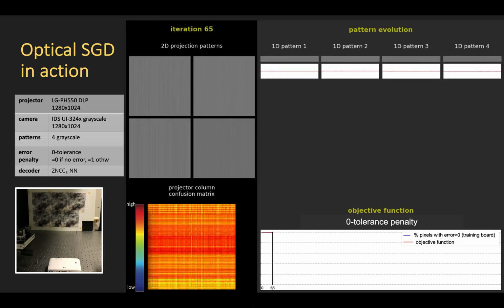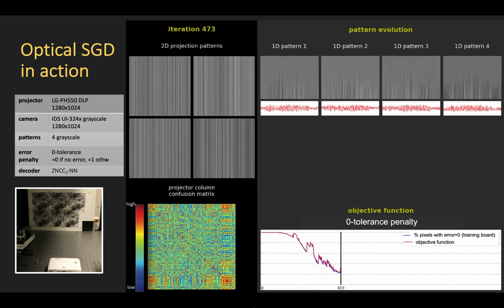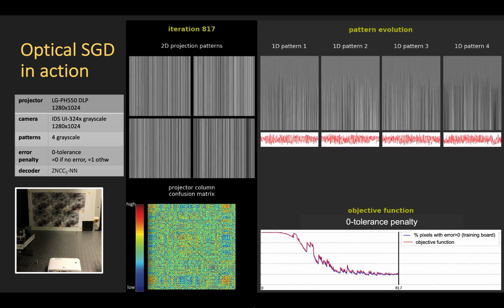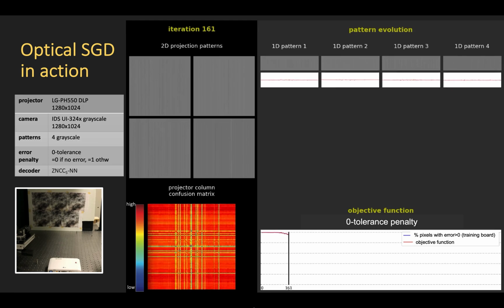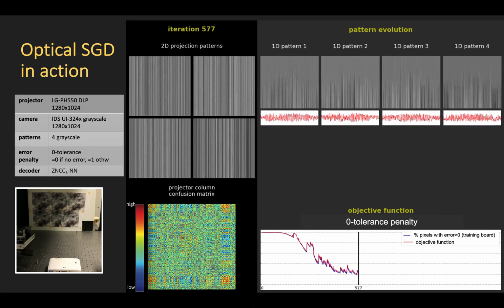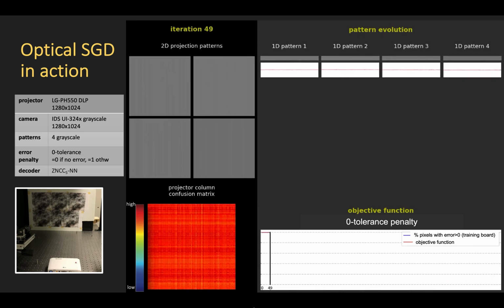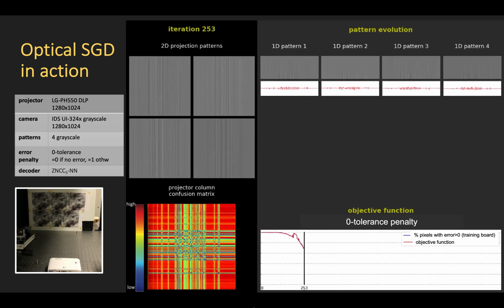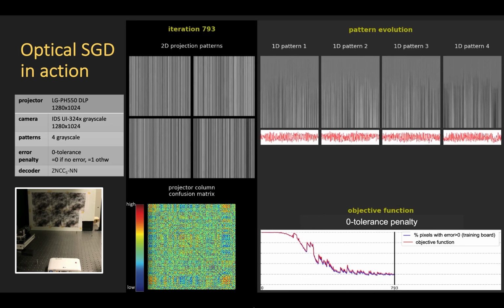So here, we show the evolution of patterns and the objective function in the training process. For each iteration, top left shows the 2D projection pattern, top right shows their 1D profile, bottom right shows the objective function and reconstruction error for the training scene, and finally, bottom left shows the confusion matrix, which measures how two projector columns are confused with each other.